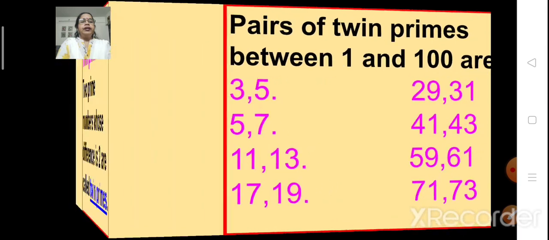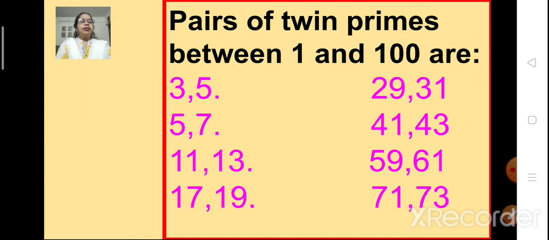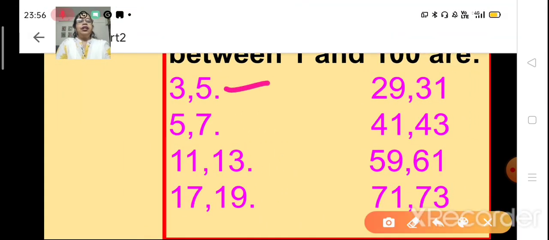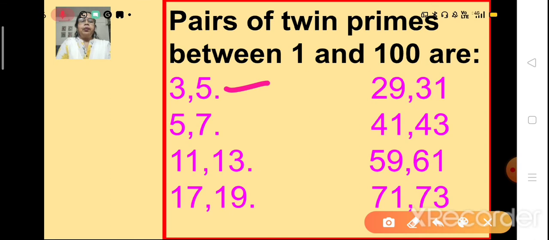Okay, let's look at the examples. Here we have 3 and 5. 3 and 5 both are prime numbers and the difference between them is 2. So they make a pair of twin primes. Similarly, 5 and 7, the difference between these two prime numbers is also 2. Okay, so they are also twin primes. Then 11 and 13, the difference between these two prime numbers is 2. So they also make a pair of twin primes.